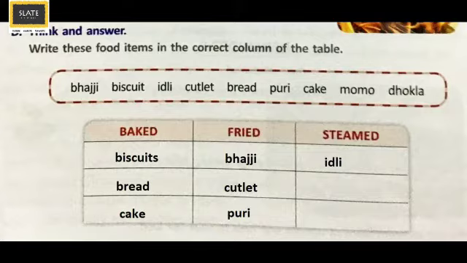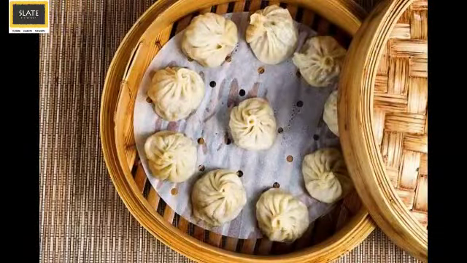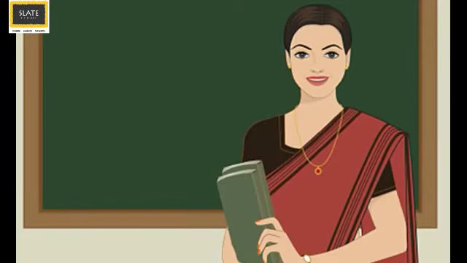Next one is momo. Now Slaters, momo, though originally a part of northeastern states of India, is now easily available in the majority of states. It is liked by people because it is cooked by steaming and uses very less oil. So put this food item in the third column.